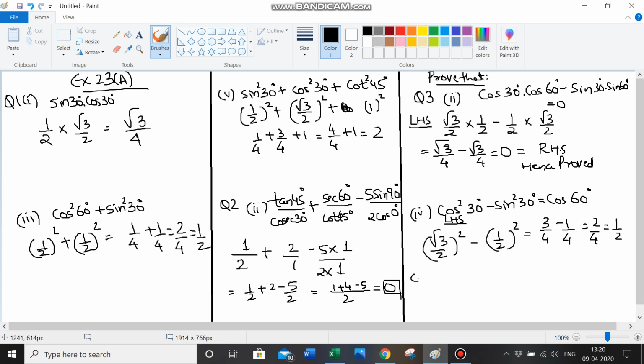Now let's look at the right hand side. Right hand side is equal to cos 60. Cos 60 is equal to half. Since LHS is equal to RHS, hence done.